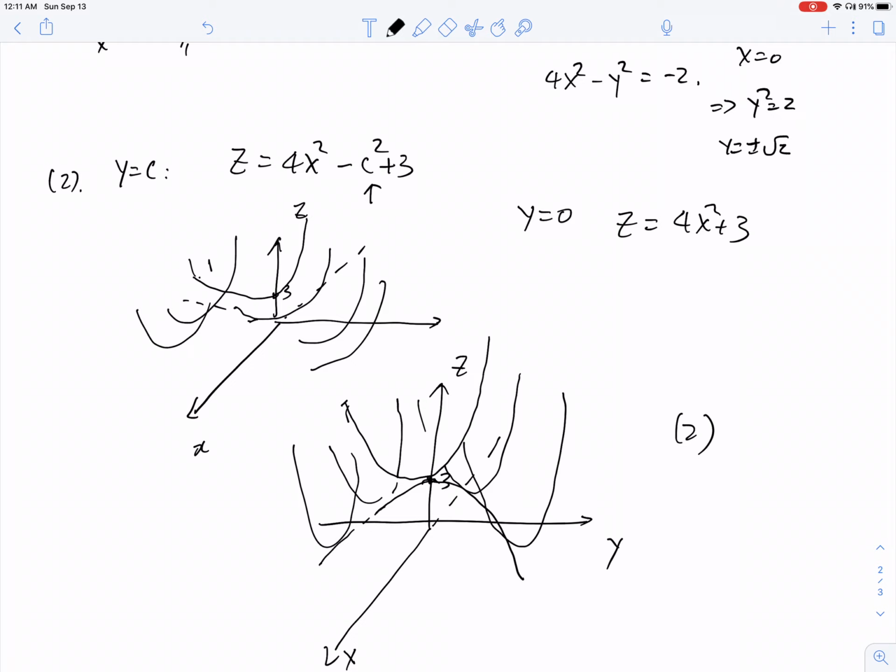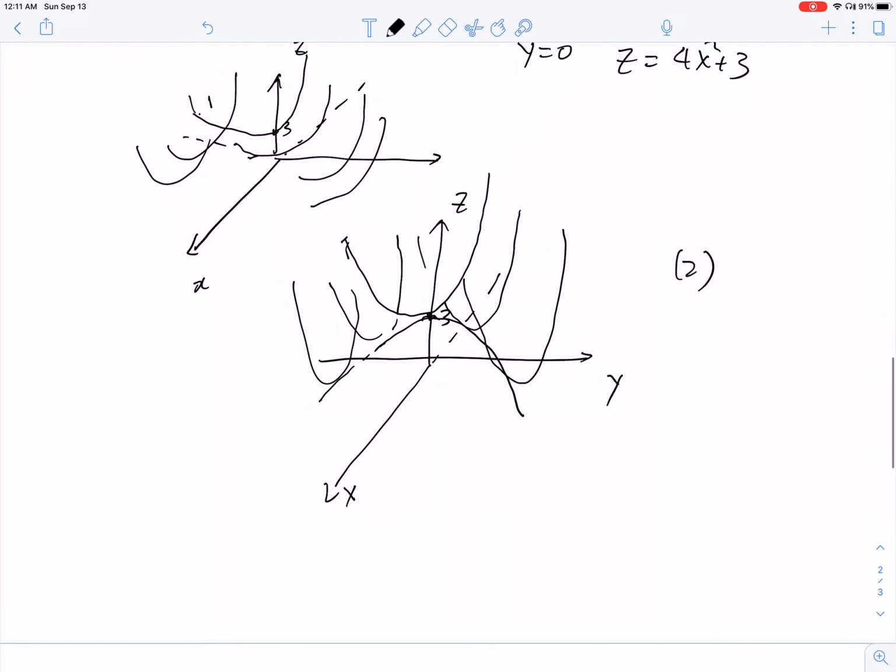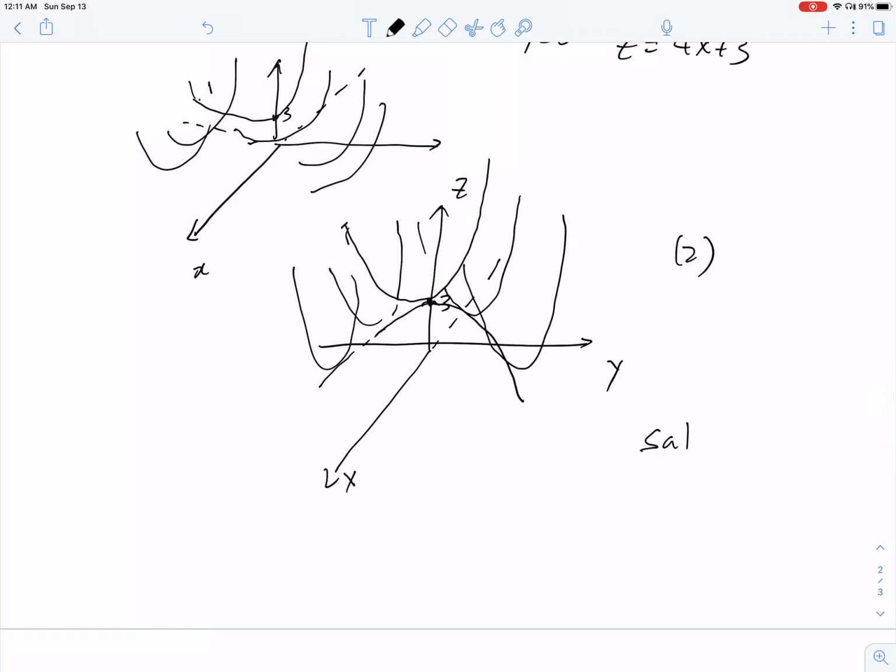All right, and this surface over here is called a saddle. This is called a saddle. And it's also called a hyperbolic paraboloid. The first one we looked at was the elliptic paraboloid. So when we don't have z squared, when we have a z, we always have a paraboloid, either elliptic or hyperbolic.